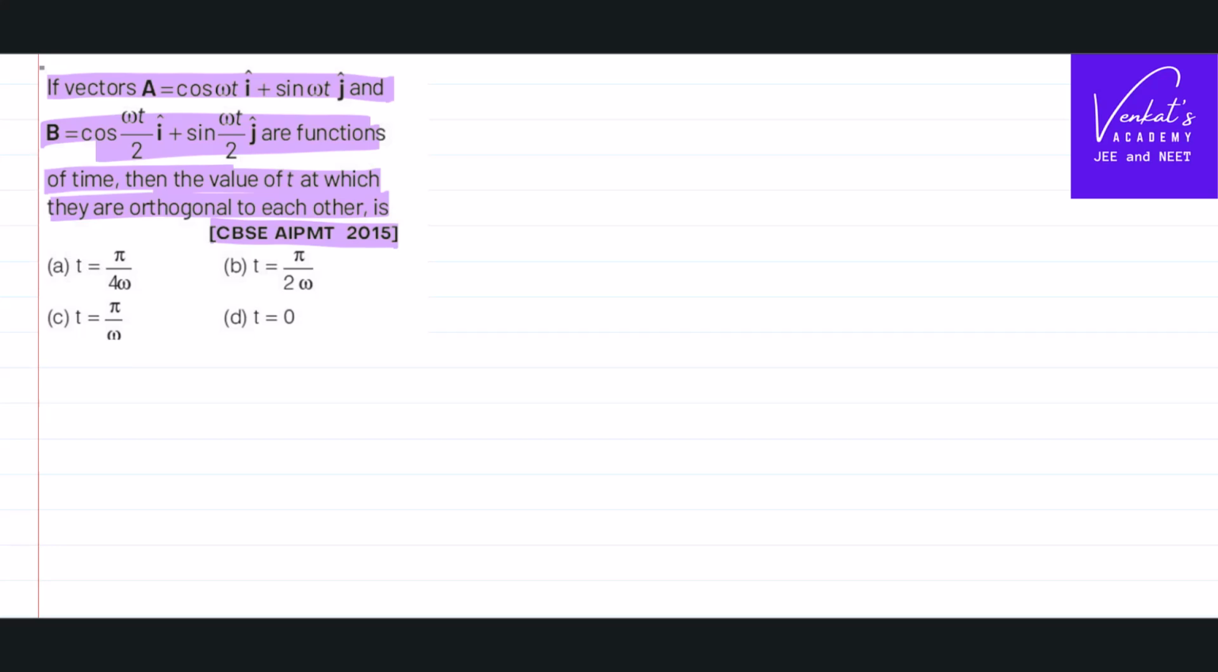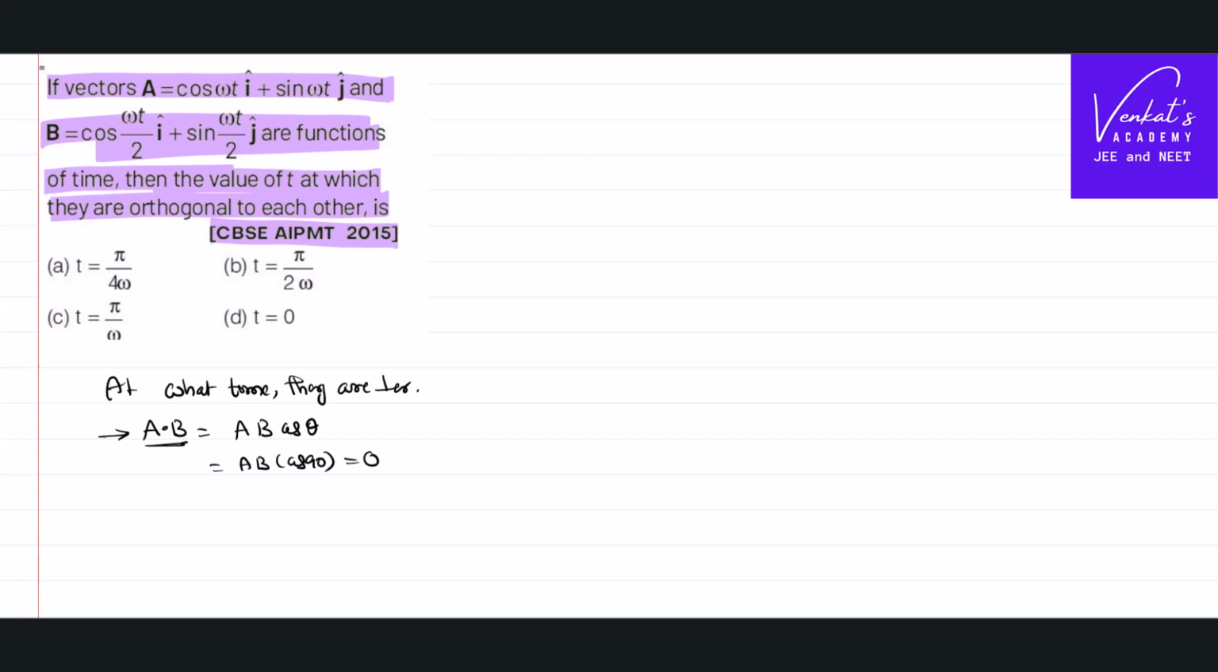So what they're asking is at what time, or after what time, they are perpendicular to each other. When the vectors are perpendicular, if you remember the formula, A dot B can be written like AB cos theta. They are perpendicular, so cos 90 will come. You know cos 90 equals 0, so that becomes 0. So for the two vectors to be perpendicular, their dot product has to be equal to 0.